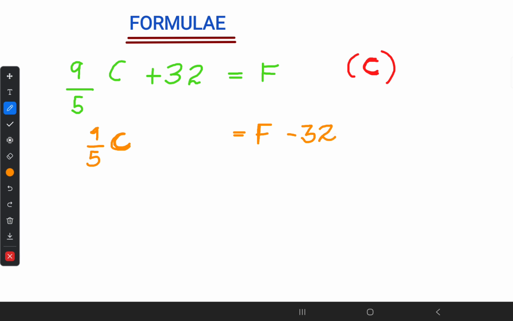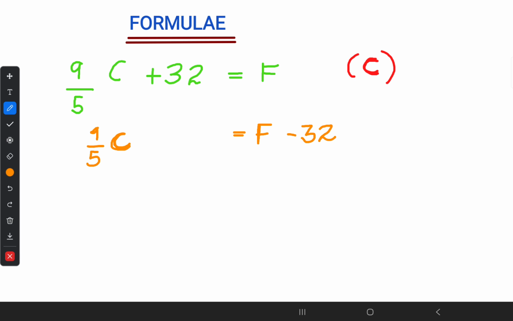Mostly in equations, try to write your equation in alignment. Don't write your equation somewhere here, here, here, likewise. If you keep it in alignment, it is easy. What I did, I just kept it as it is. Thereafter, I bring this positive 32 as a negative 32 to the next side. That's what I did up to now.